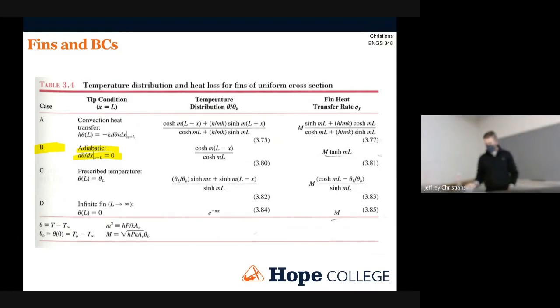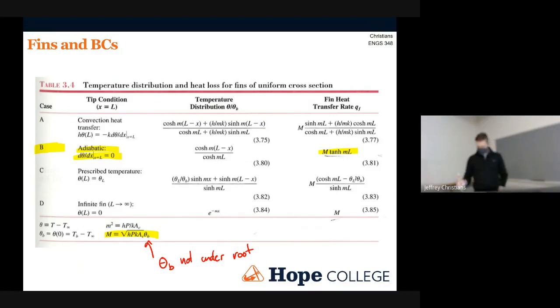And it gives us, okay, what is the temperature distribution? Theta divided by theta B. And what is the fin heat transfer rate? This gives it as capital M tanh ml, just knowing that capital M is equal to this. The one thing, and I'm going to post this: theta B is not under the root. I don't know why they write it like that, but when I hand it out, I'll make note of that too. Theta B is not under that square root.